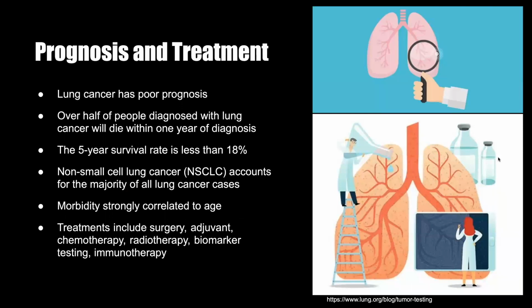Lung cancer has a poor prognosis. Over half of people diagnosed with lung cancer will die within 1 year of diagnosis. The 5-year survival rate of lung cancer is less than 18%. Non-small cell lung cancer accounts for the majority of all lung cancer cases. Lung cancer morbidity is strongly correlated to age, and treatments for lung cancer include surgery, adjuvant chemotherapy, radiotherapy, biomarker testing, and immunotherapy.